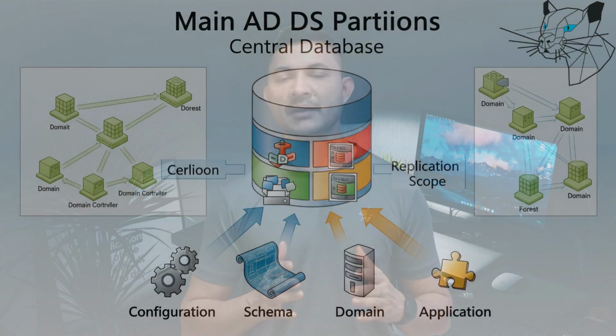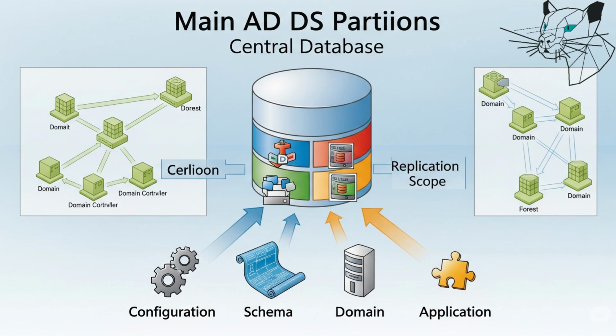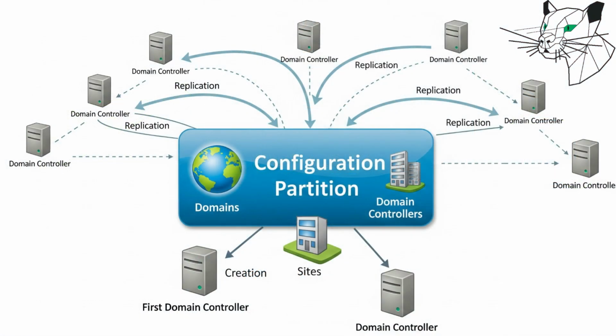A partition, or naming context, is a portion of the ADDS database. Although the database is one file named ntds.dit, different partitions contain different data. Each partition is a unit of replication, and each partition has its own replication topology. The default partitions include the configuration partition. The configuration partition is created automatically when you create the first domain controller in a forest.